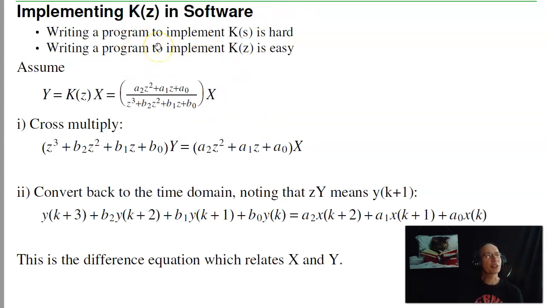And I mentioned earlier that writing a program to implement K of s is hard, but a program to implement K of z is easy. For example, if I had K of z as some generic third-order polynomial transfer function, cross multiply, solve for the highest power of y, which gives you z cubed y. What this means is zy is the next value of y. Z cubed y is y 3 samples in the future. Z squared y is y 2 samples in the future. Z y is y 1 sample in the future. This difference equation is the same as that transfer function.